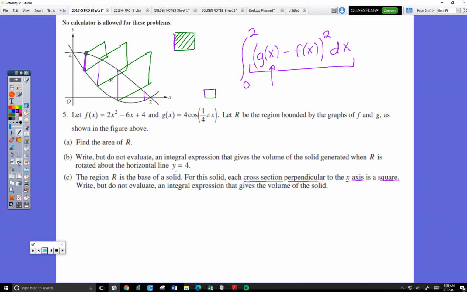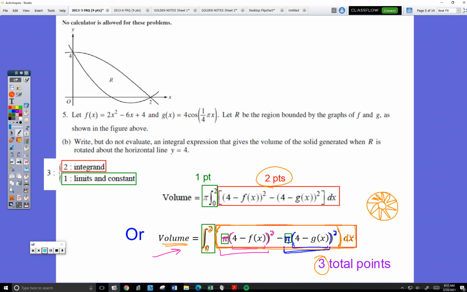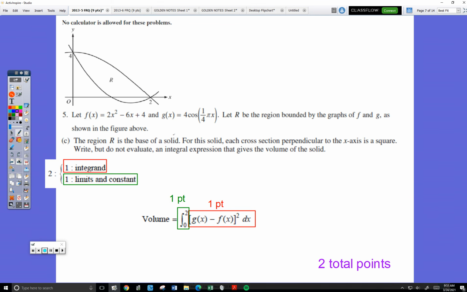So let's just check our points here. Part C, that's it. 1 point for the integrand, 1 point for the correct limits. There is no constant in this case, so 2 points total. Be very careful when you grade. It's got to have exactly what you see there.